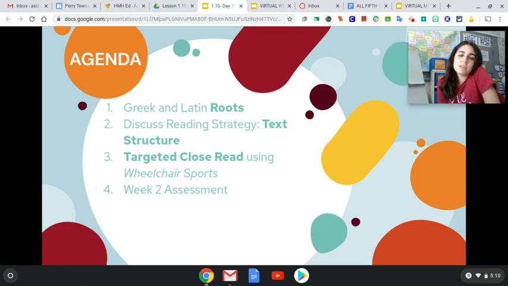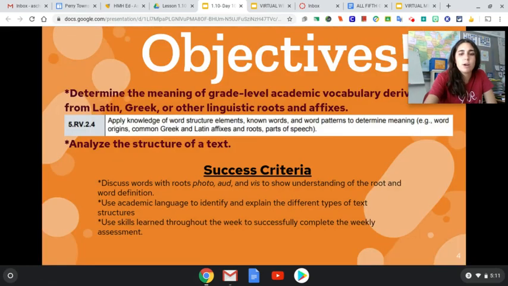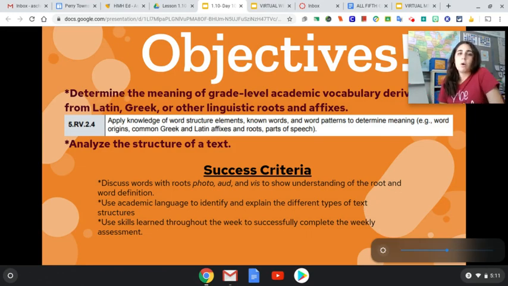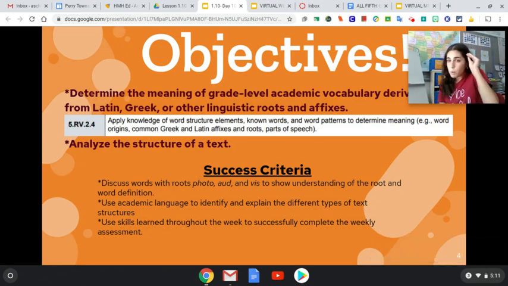We're going to look at our reading strategy of text structure once again, and we're going to do a targeted close read of our text, The Wheelchair Sports, okay? And then you'll be off to take your assessment. So our objectives today, or what we need to do, what we will be able to do, are determine the meaning of grade level academic vocabulary derivatives from Greek, Latin, or other linguistic roots and affixes, okay?